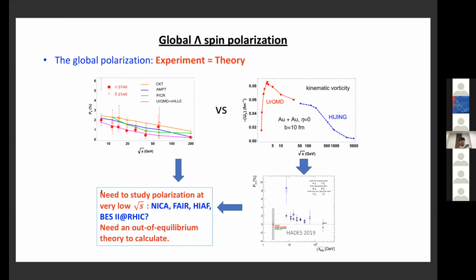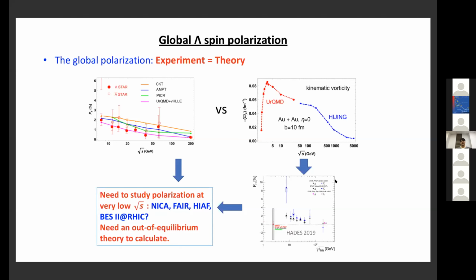And we also need to study the polarization at very low energy, and this would be covered by NICA, FAIR, and FAIR, and also the BES-II at RHIC. To calculate the polarization at this low energy from theory, we really need some out-of-equilibrium theoretical tool, and so far we don't have such a tool. But in any case, we could expect that the polarization of hyperons in this region should be proportional to the angular momentum in the colliding system.